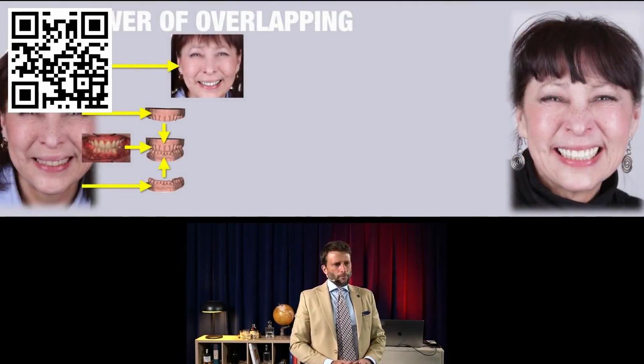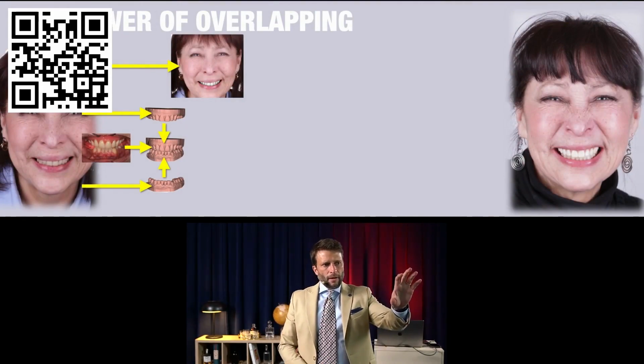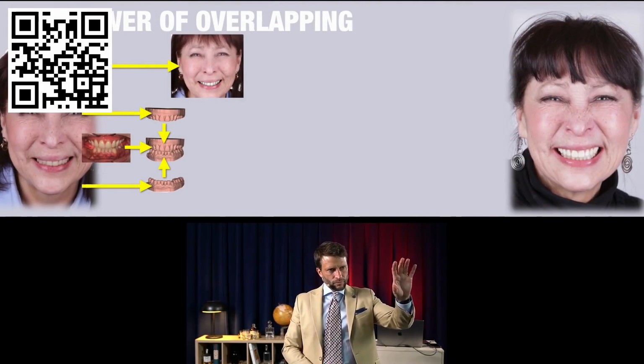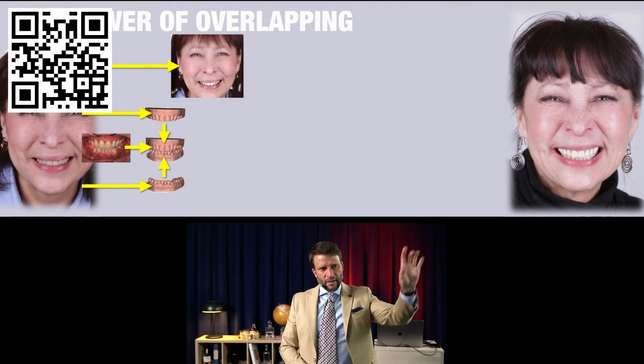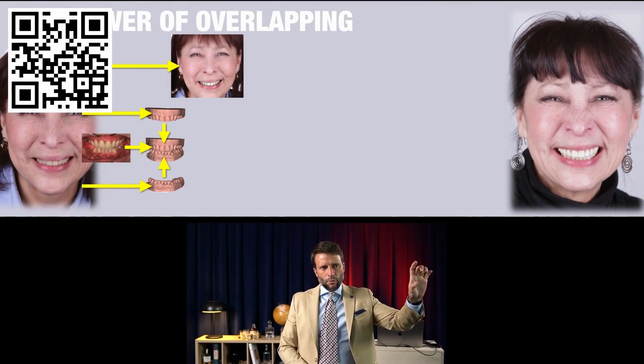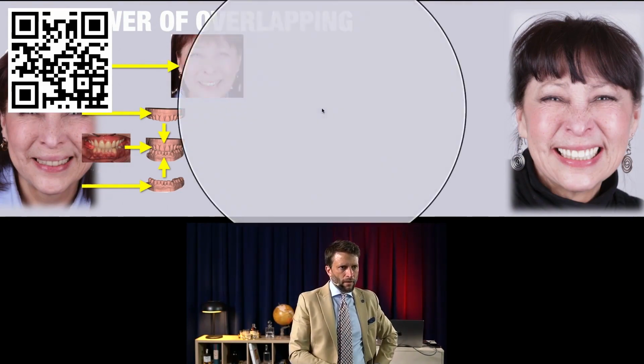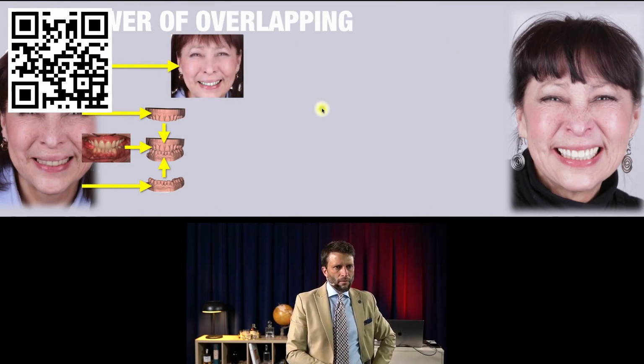So here we go. Facial picture, bite registration scan, upper scan, lower scan. So what is the first thing we do? We overlap. We overlap the upper old denture to the picture of the face. This is the first step we do. And we design the upper against the face. So we have a beautiful design against the face.